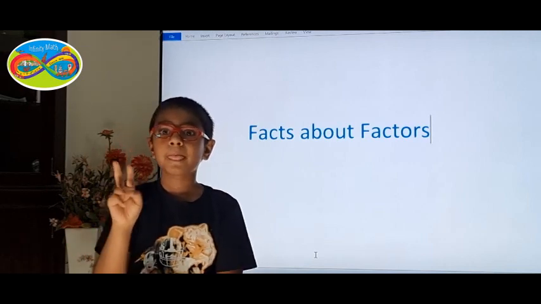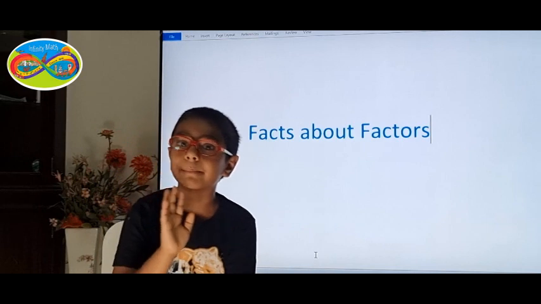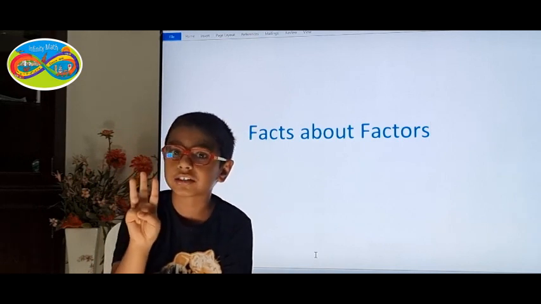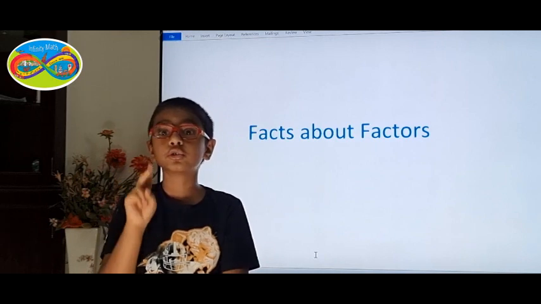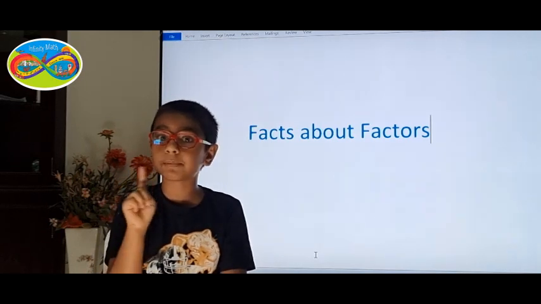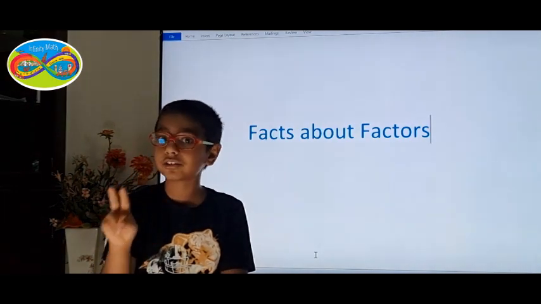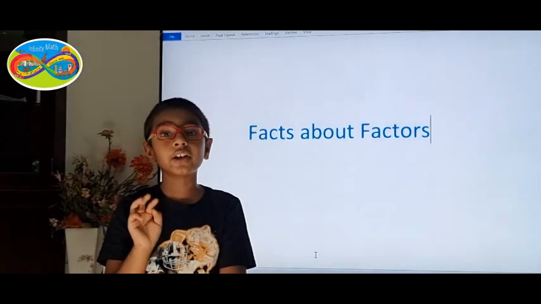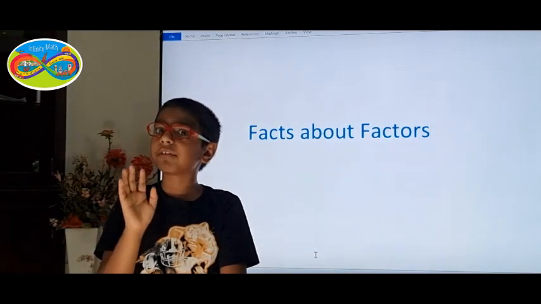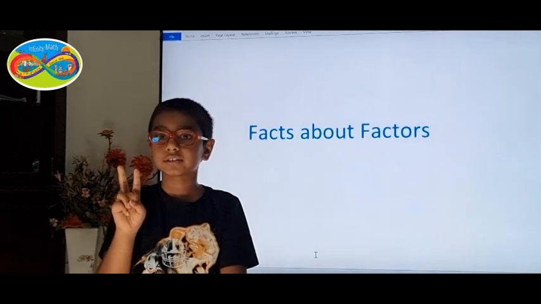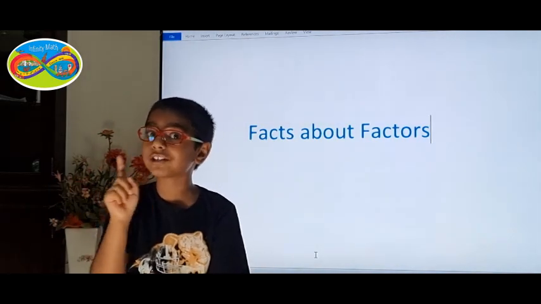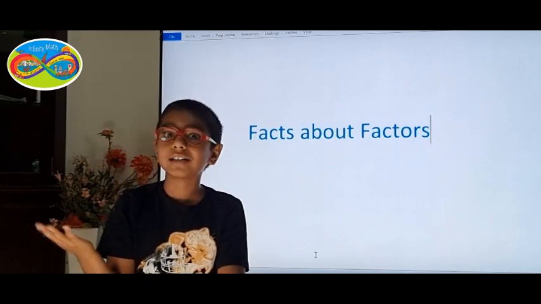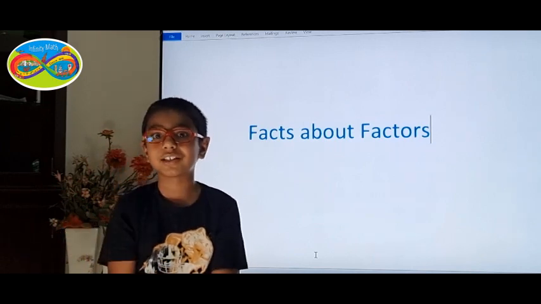Fact number 2: every even number has about 3 factors, the 1, 2 and the number itself. But this doesn't apply to 2. It only has 1 and 2, meaning 2 factors. And odd numbers have a minimum of 2 factors, 1 and the number itself. But this doesn't apply to 1, which is an odd number. It only has 1 factor, 1 itself.